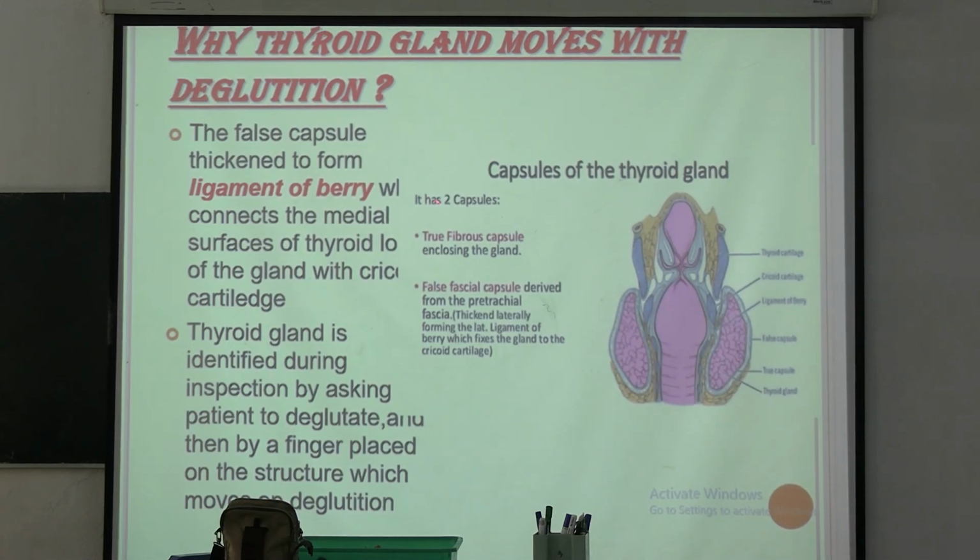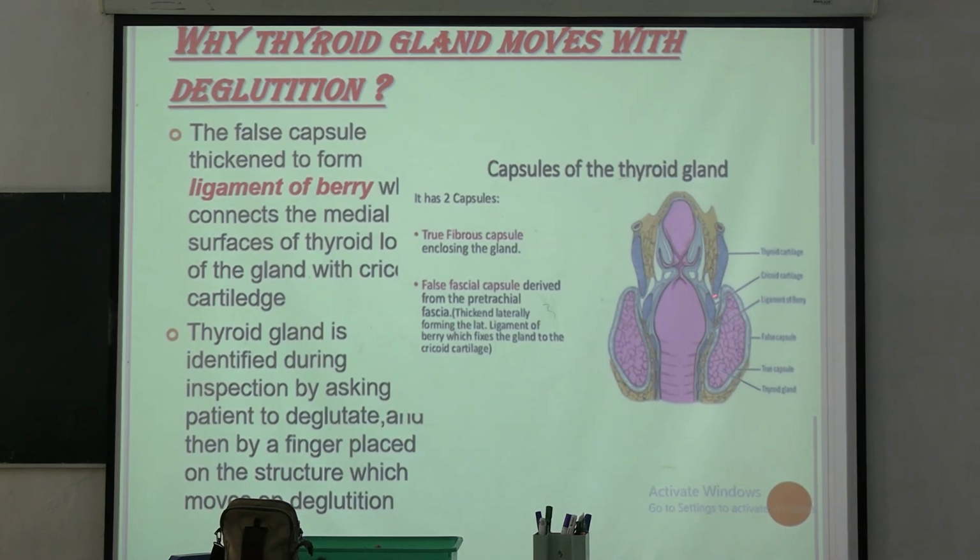Now, it has two capsules enclosing the gland. The false capsule, derived from the pretracheal fascia, is thickened laterally, forming the lateral ligament of Berry, which fixes the gland to the cricoid cartilage.